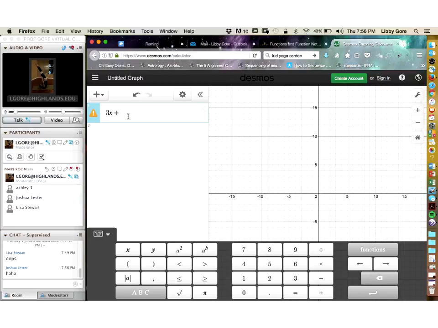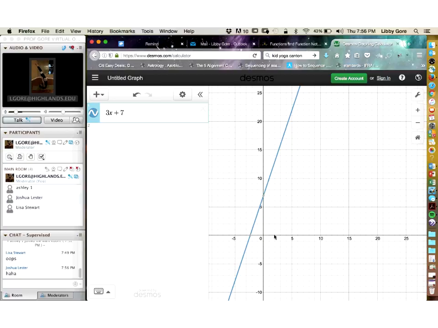Okay, so 3x plus 7, we have a line. And notice when we plug 2 in for our x value, we get out 13. And when I click on, let's see if I can hit it on the nose, 2, yeah, there we go. (2, 13) is a point on that line.